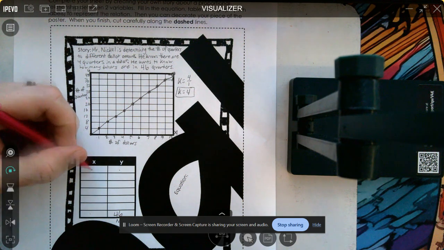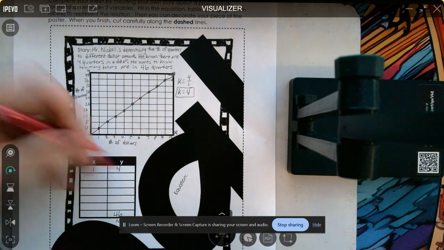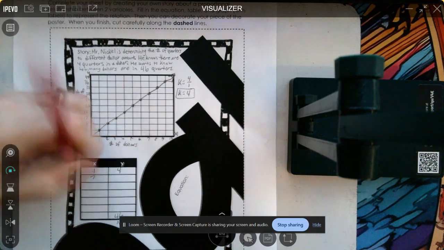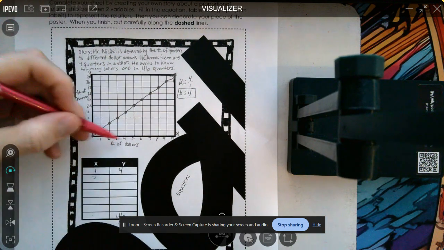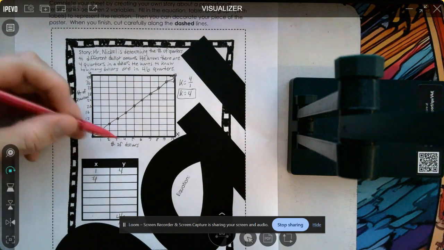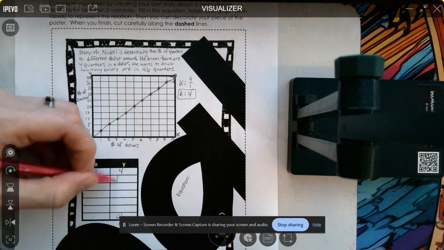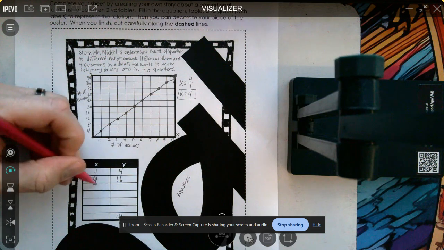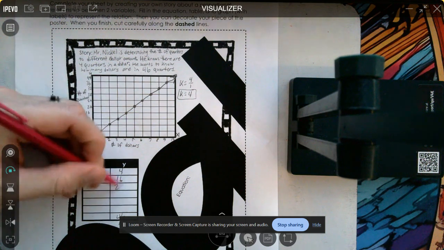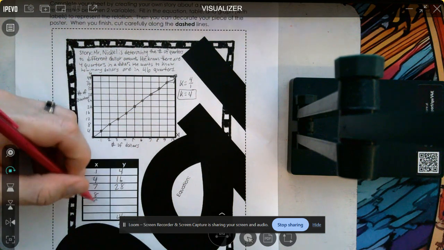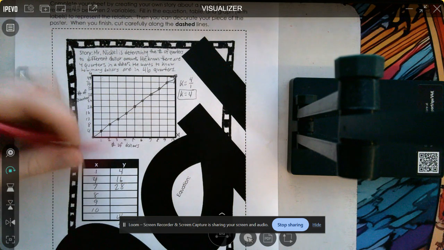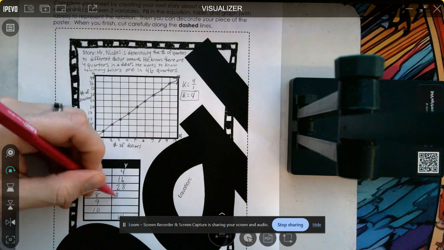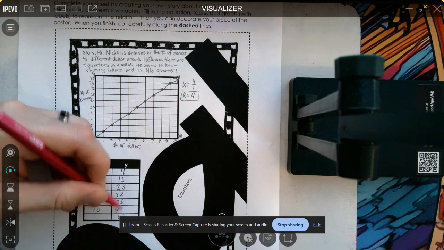So my x, when dollars is 1, I have 4 quarters. Then I'm going to pick some other points to fill in my table here. I'm going to pick, let's say, $4. When x is 4, y is 16. When x is 7, y is 28. When x is 8, you get 32, 36, and 40.